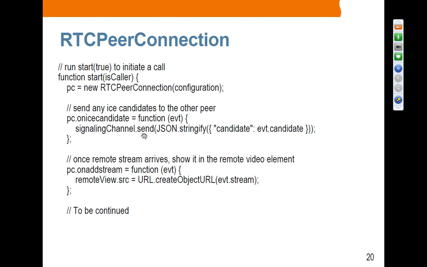In this case, this function will be called when the network interface of your device is actually found. Once it is found, it is going to send the information about itself, like codecs and things like that, to its partner, its peer. Onaddstream is that when the remote stream is received, you want to set it to your stream.